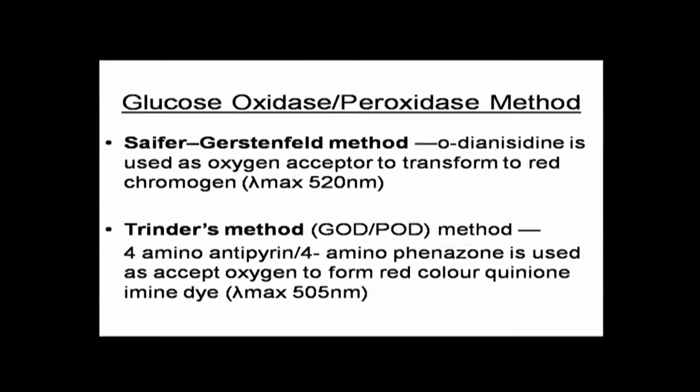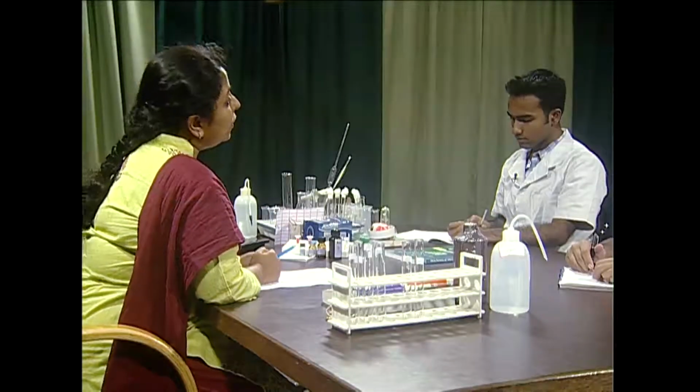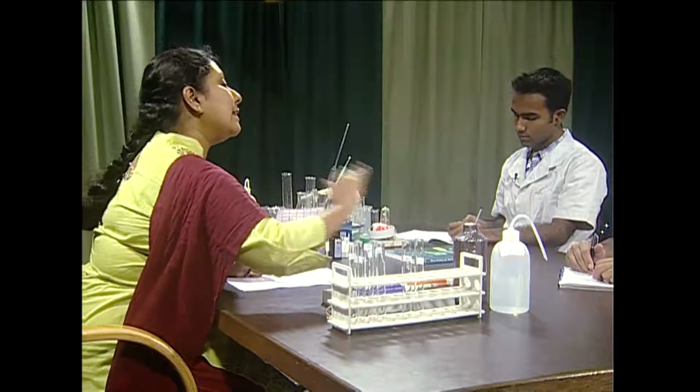The second one is Trinder's method. Here the pre-chromogenic substrates are 4-amino-antipyrine or aminophenazone as well as phenol. The advantage actually lies in the specificity of 4-amino-antipyrine and the phenol reagent, which is very specific in accepting molecular oxygen till the end point. So sometimes this Trinder's method is called the method of endpoint determination.